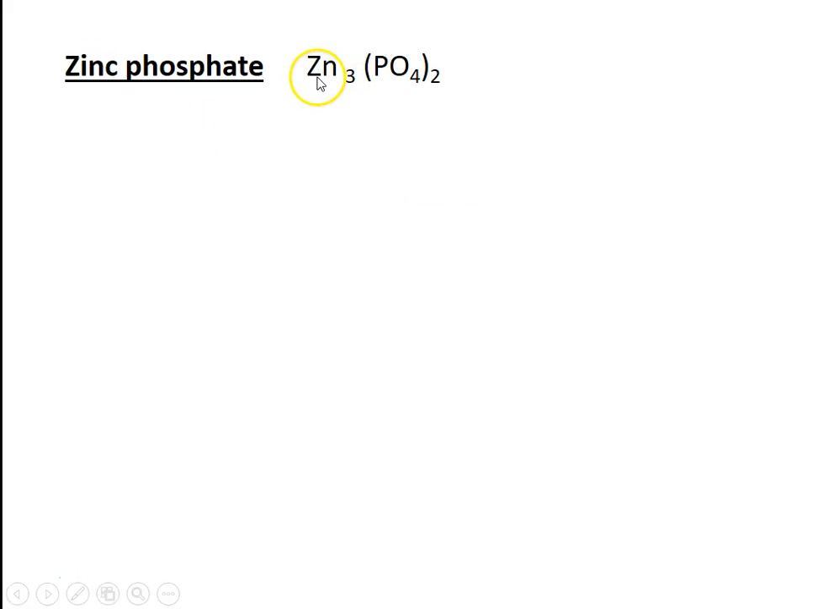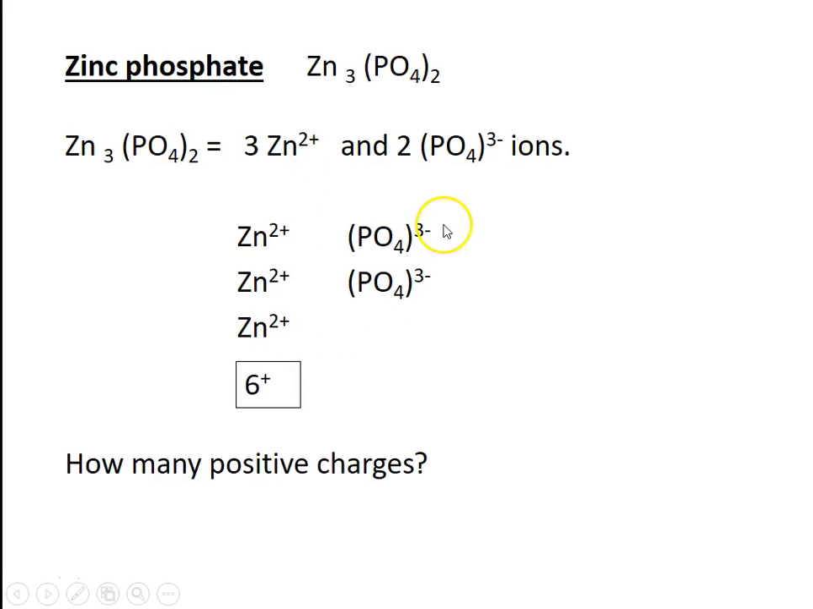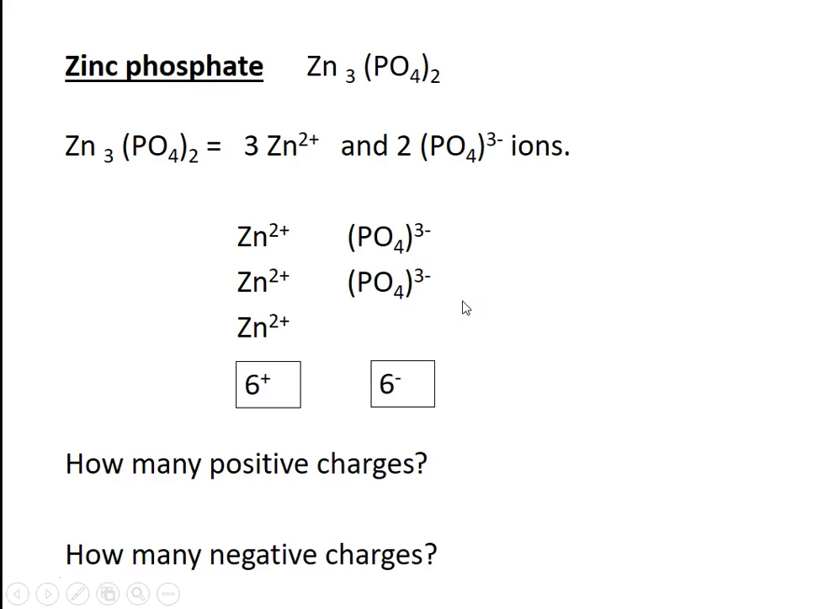So zinc phosphate, we want 3 zinc. This formula is saying we have 3 zinc and 2 phosphate. Why did we have to have 3 zinc? Because zinc is a 2 plus charge and phosphate is a 3 negative charge. So we want to have the same number of positives as negatives. So 2 and 3 both go into 6. So we need 6 positives, which means we need 3 of those to get 6 positives, and we need 2 of these to get 6 negatives. So you get the formula, the ions, and then work out how many of those ions you need so that you have the same number of positives as negatives.